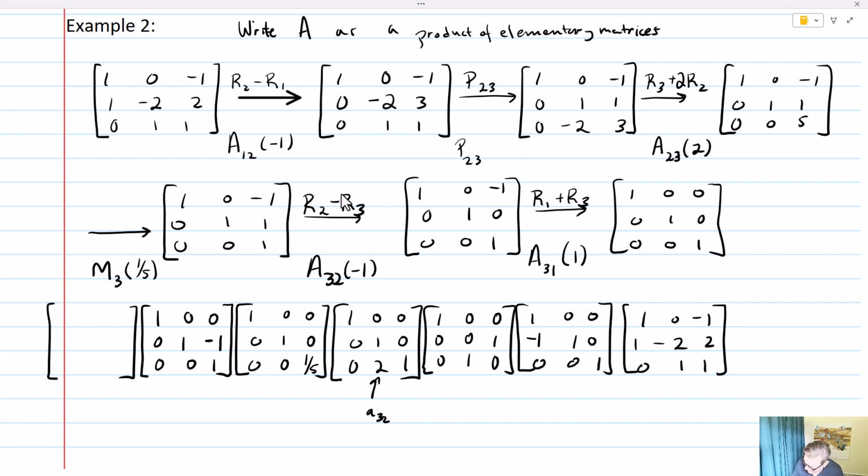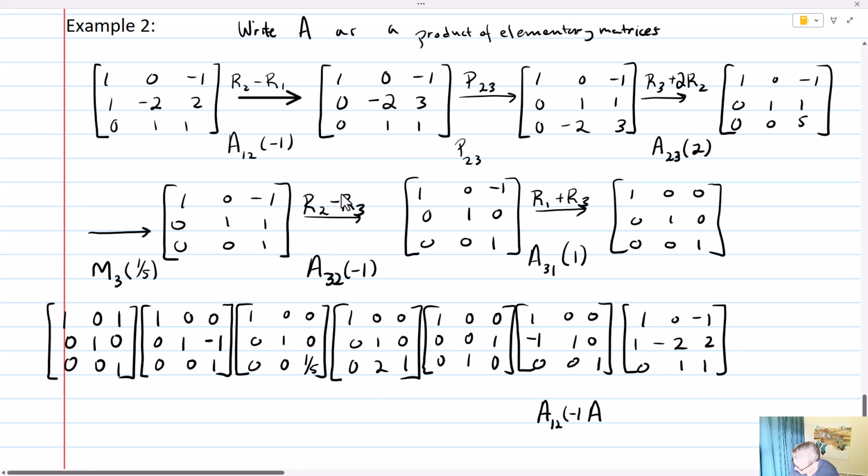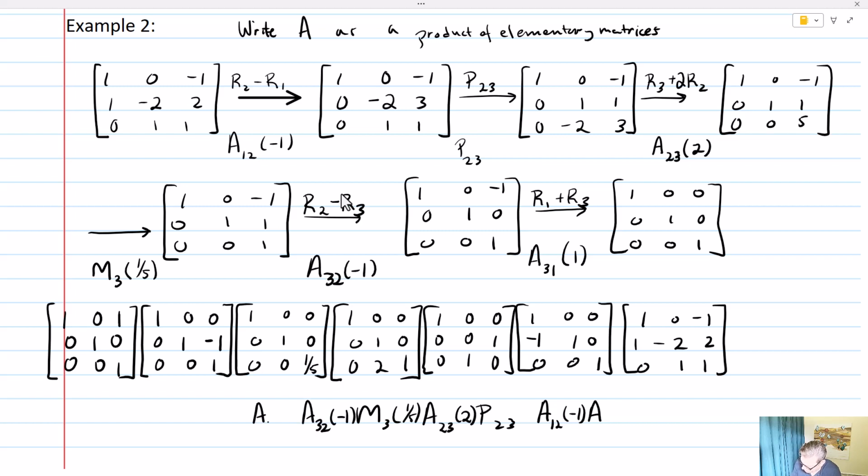And finally, we have A13. So in 1, 3, we're going to have a 1. And then 1's along our diagonal and 0's everywhere else. If I rewrite my trace as an equation, I've got A times A21 negative 1, P23, A32 2, M3 1/5, A23 negative 1, A13 1. And that is the trace, and this will end up equaling I 3 by 3.